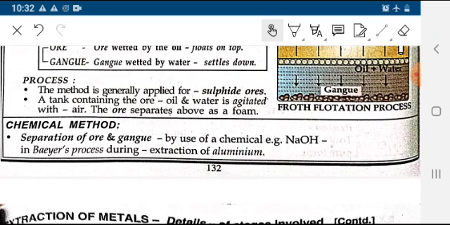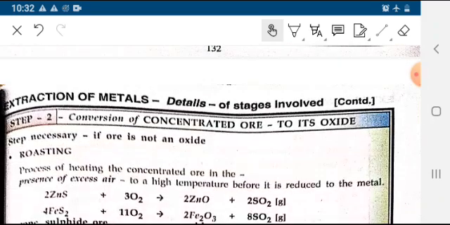Chemical method. It is the separation of ore and gangue by the use of a chemical, that is NaOH. As you can see in the Bayer's process during extraction of aluminium, separation of ore is done with the help of NaOH. After this comes the extraction of metal, in detailed stages.